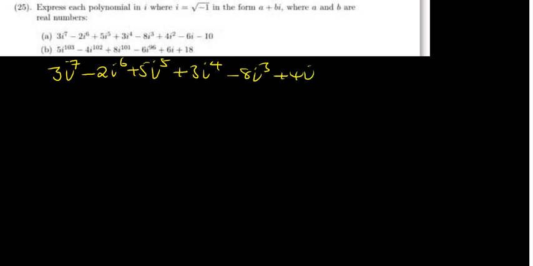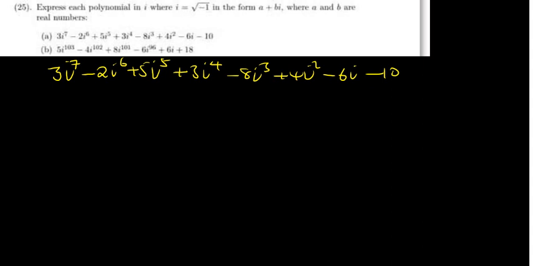Express each of the following polynomials in i in the form a plus ib. The first one we have is 3i to the power 7 minus 2i to the power 6 plus 5i to the power 5 plus 3i to the power 4 minus 8i to the power 3 plus 4i squared minus 6i minus 10. How can we simplify this one?